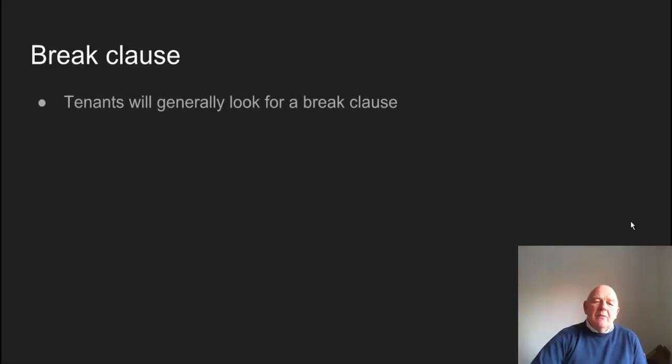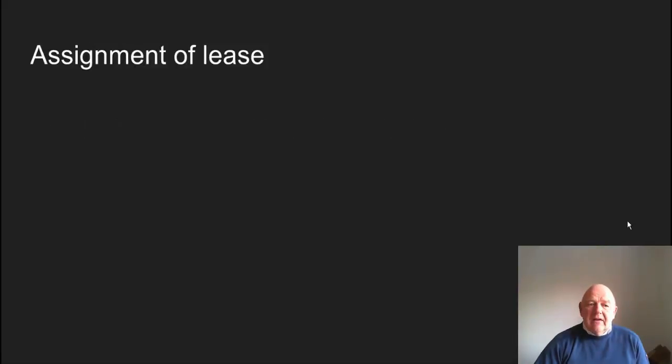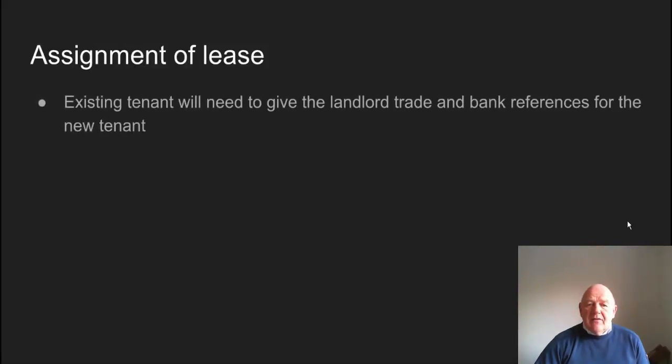The tenant then will generally look for a break clause in any lease, should certainly look for a break clause. This will be exercisable at the time of the first rent review, which may be 1 year, 3 years or 5 years.